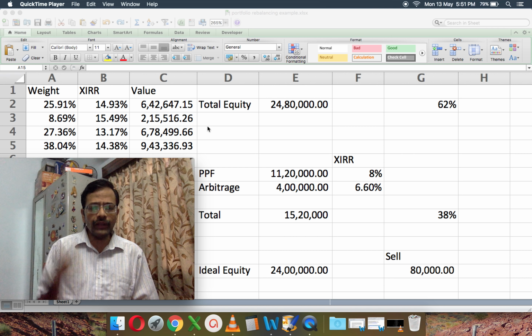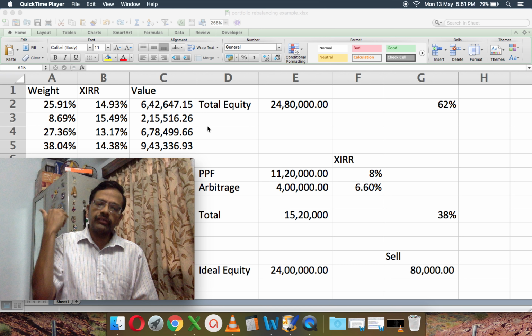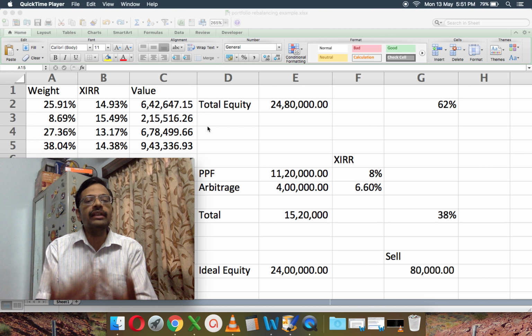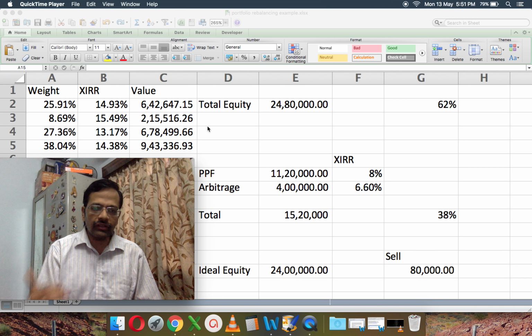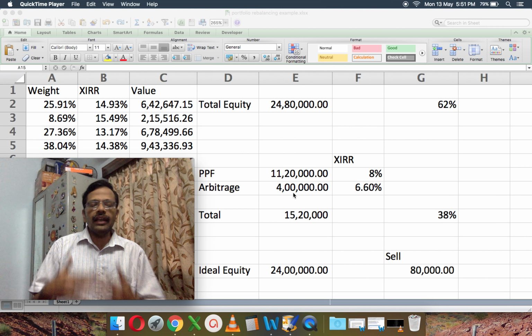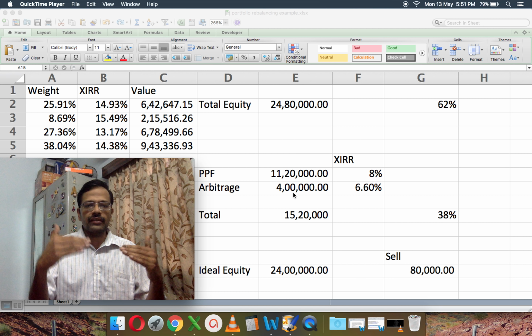Then once you remove that 80,000, it will come to your bank account after 3 days. So once it comes to your bank account, where will you invest it back? Immediately push that 80,000 into this arbitrage fund, so that the asset allocation is rebalanced to 60-40.